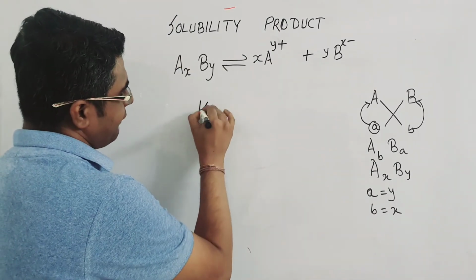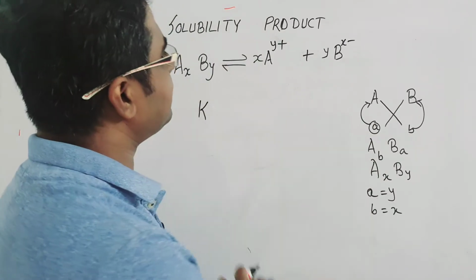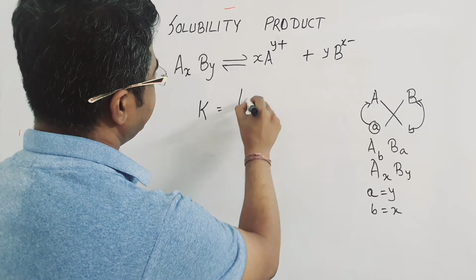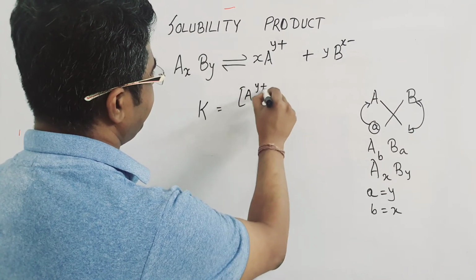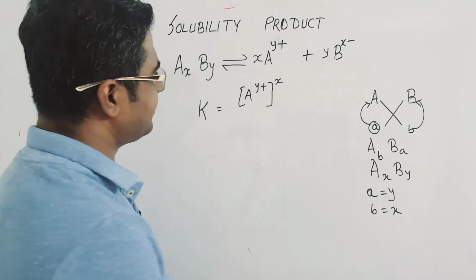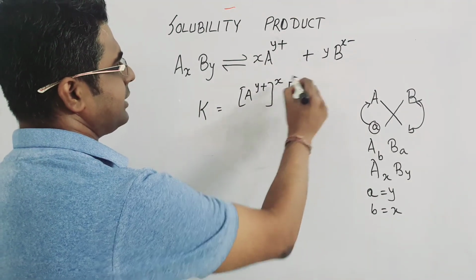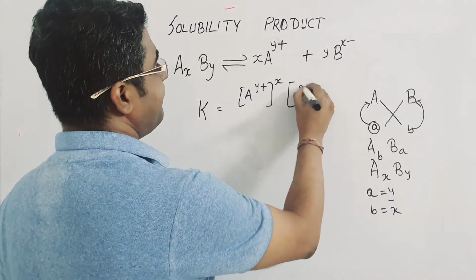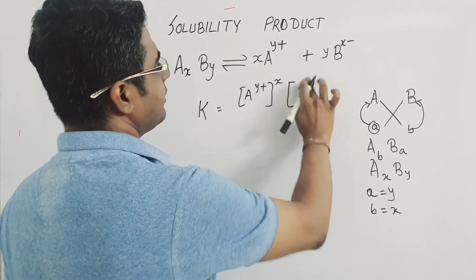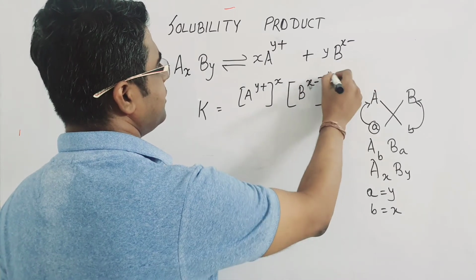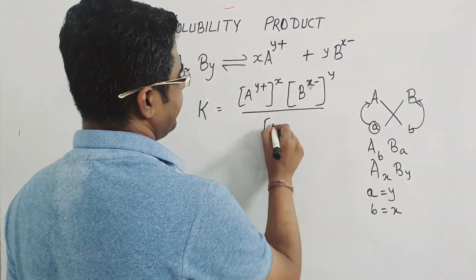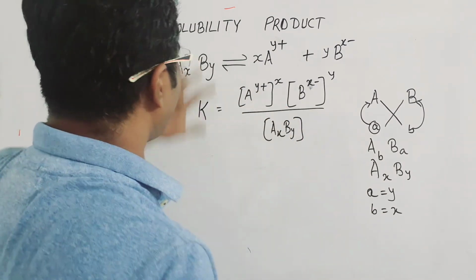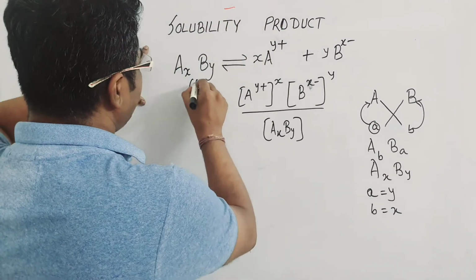Next is, if you want to find out the equilibrium constant for this solubility equilibrium, then let us see what we get. So first of all we get over here A Y plus whole to the power X, clear? You must be accustomed with all these things because this is done in equilibrium part 1, part 2. B X minus whole to the power Y divided by AX BY.